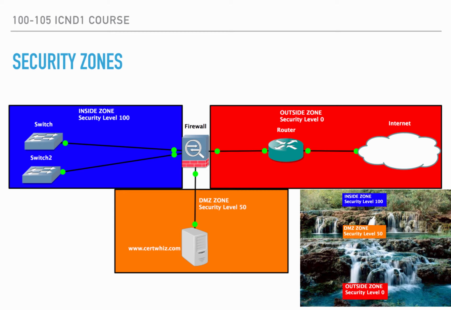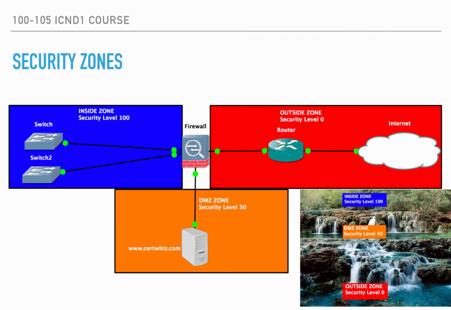The top of the waterfall is the inside of your network with a security level of 100. The DMZ is the mid-level on the waterfall, with a security level of 50. And the outside zone is the lowest level on the waterfall with a security level of 0.